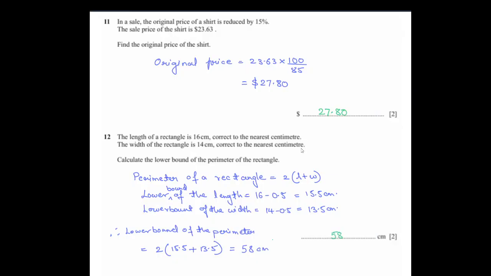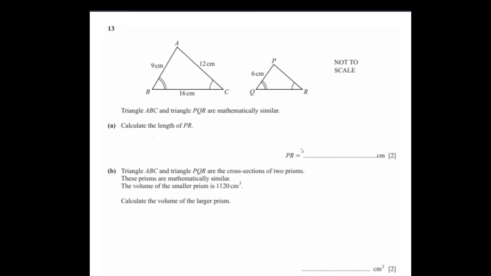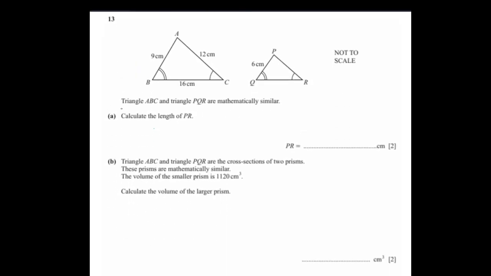Question 12 is done. Question number 13. Two triangles are given. Triangle ABC and triangle PQR are mathematically similar. Calculate the length of PR. So this is the side PR. What is the corresponding side of that side? PR corresponds to AC in the other triangle. Now in the big triangle we have three sides given, while in the small one we have been given only PQ.